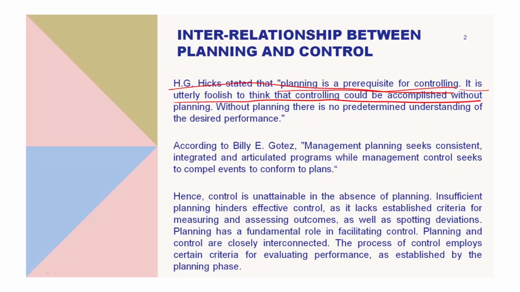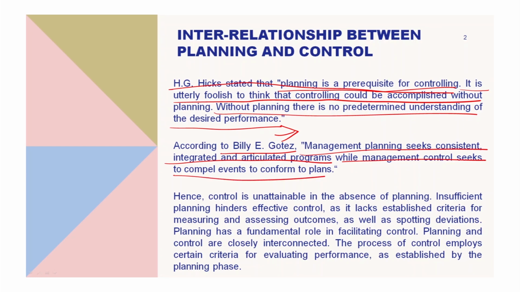Until and unless you have standardization of activity, measurement of activity, comparing of activity and then corrective action, you cannot do anything in the controlling process. So, without planning, there is no predetermined understanding of the desired performance. Desired performance means the standardization that I am talking about. Again, Billy E. Goetz thinks that management planning seeks a consistent, integrated and articulated program, while management control seeks to compel events to conform to the plans. So one is about the desired thing that you want to achieve, and the other is about how things can be managed or controlled to achieve that desired objective.